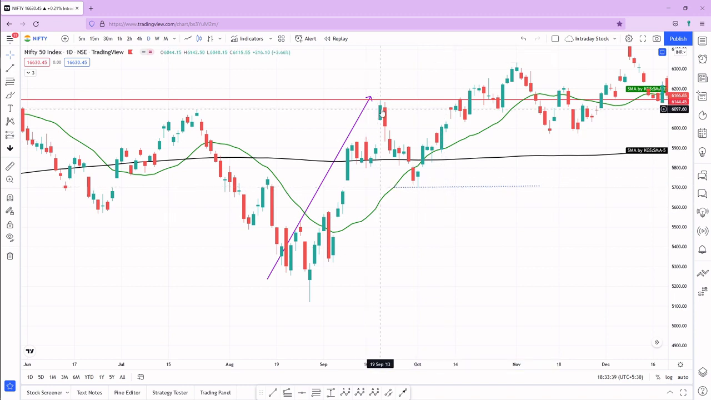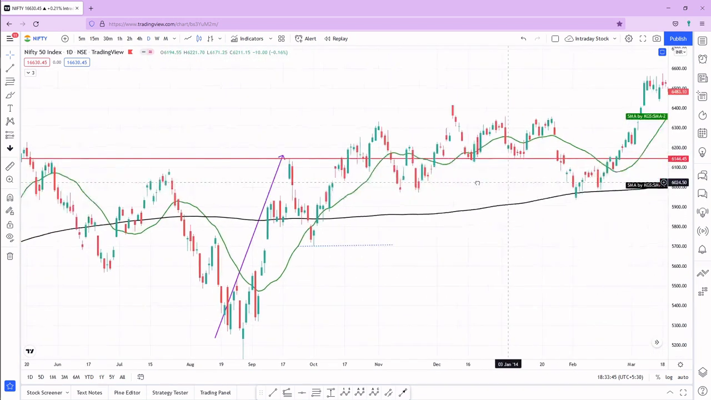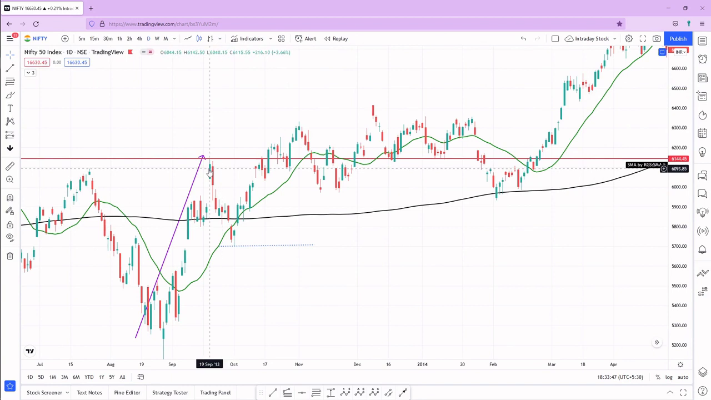Okay, so entry at 6150, stop loss is 5700, around 450 point stop loss. Now let us see whether our stop loss got hit or not. And 6150 and 5700, so 450 points. So here 6600 will be my target.